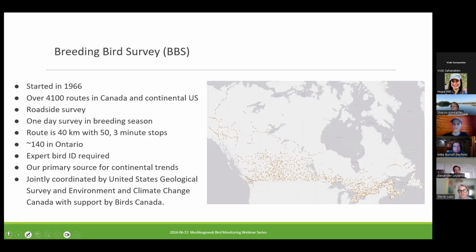There are about 140 routes in Ontario, and this project, because it's been running for a long time, since the 1960s, and we've got a lot of different routes across at least southern Canada and then the United States, is really probably our most important source for trends of breeding bird populations at the continental level. So it's very important data for us. It's coordinated by the USGS and Environment and Climate Change Canada, and Birds Canada provides quite a lot of support for that in Canada when it comes to recruiting volunteers and things like that.